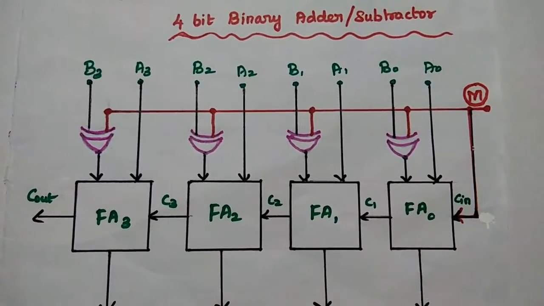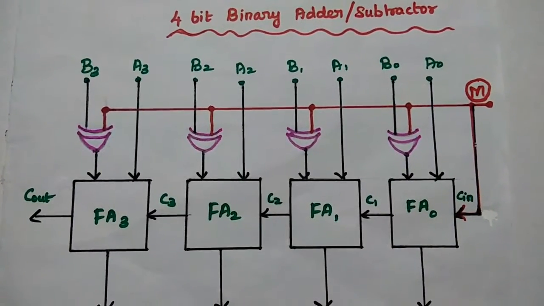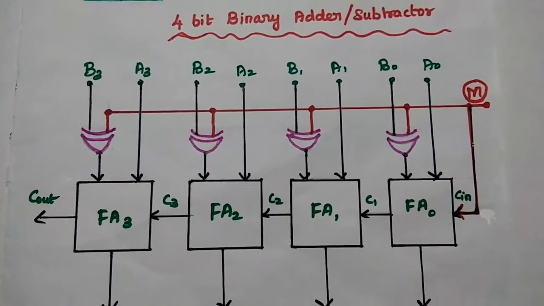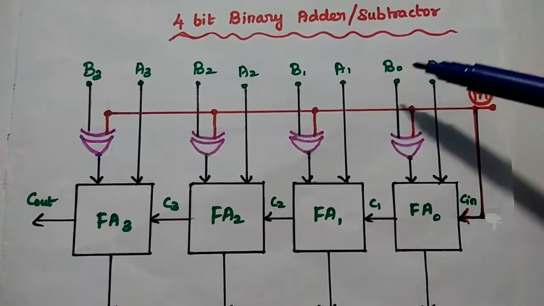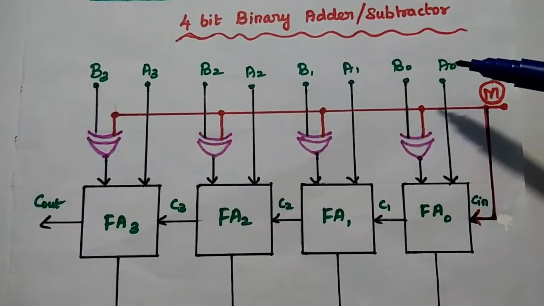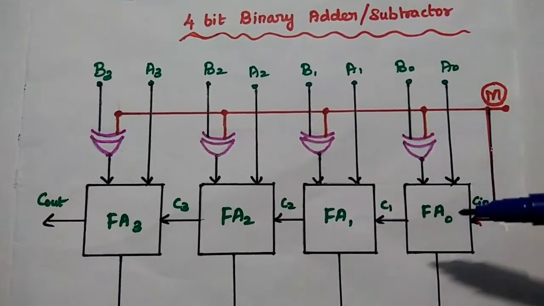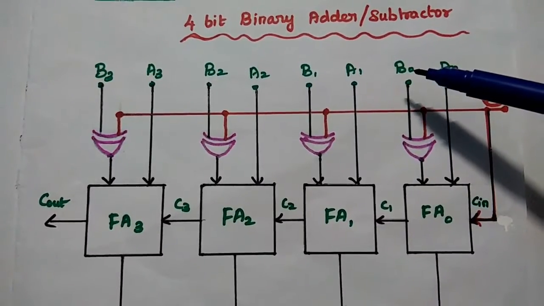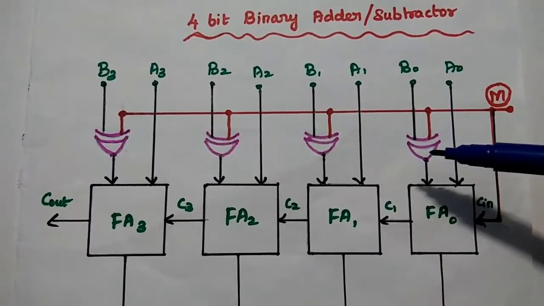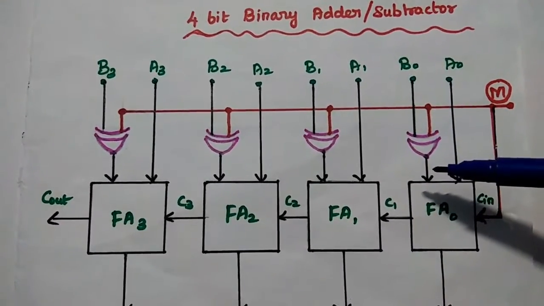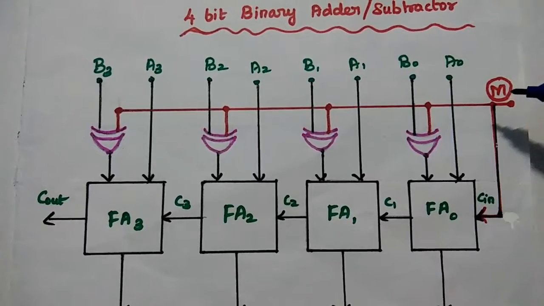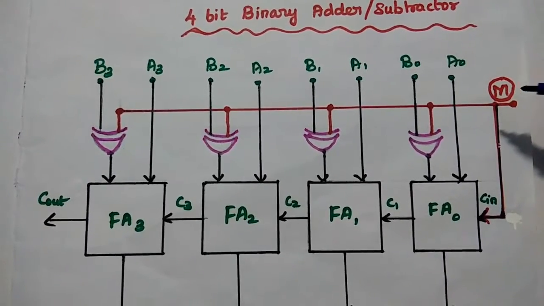So here this control line is used to control the operations of subtraction and addition. This is the 4-bit parallel binary adder subtractor circuit. 4 full adders are used in this adder subtractor circuit. Here A and B are the 4-bit binary input numbers. A is given as such to this full adder circuit. Here B is given as input to this XOR gate. So XOR gate is used as a controlled inverter here because it can be controlled by this control line M. M is nothing but add bar slash sub.